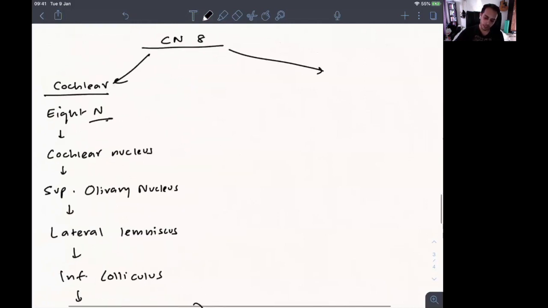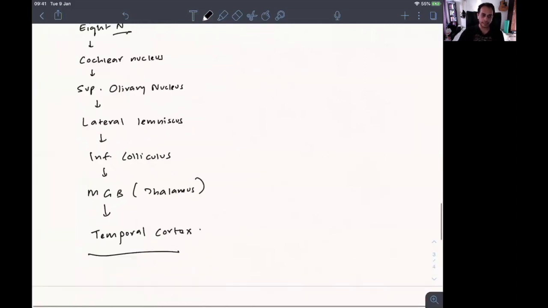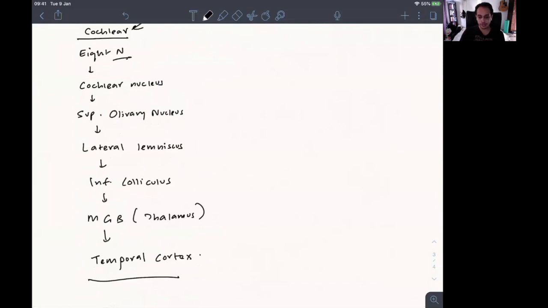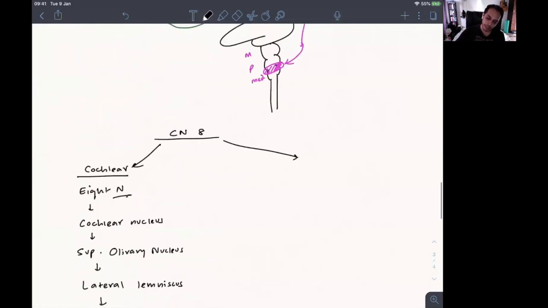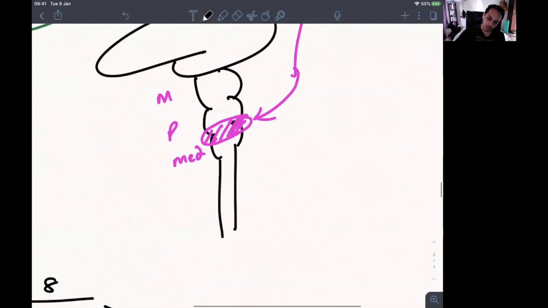Now, the importance of some of these is that the inferior colliculus is a part in the midbrain. So there are two colliculi in the midbrain, the superior colliculus and the inferior colliculus. The superior colliculus is where your visual pathway is, and the inferior colliculus is for the auditory pathway. Both of them put together form the area called the tectum.